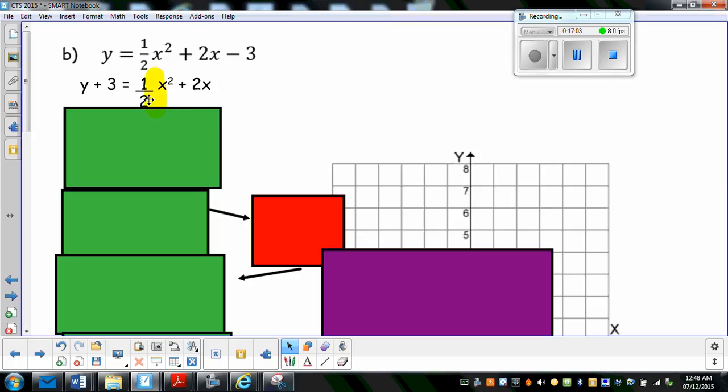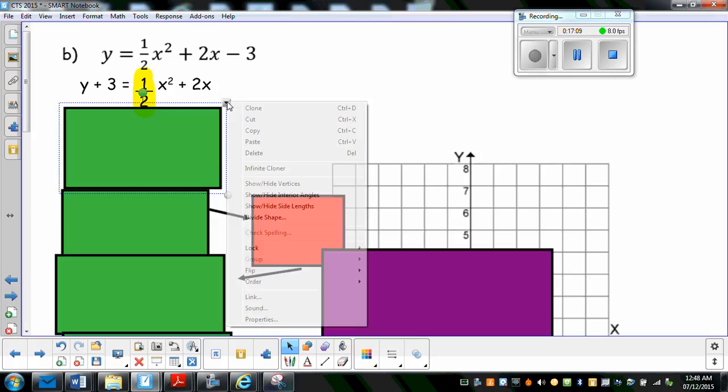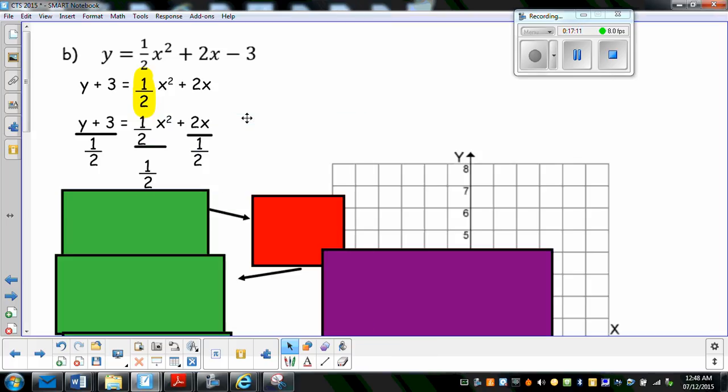Now I need to divide everything by 1/2. So on the left side of the equation, I've got y plus 3 over 1/2. On this side of the equation, I've got 1/2 x squared, like I did up above, divided by 1/2. And then I've got 2x divided by 1/2.